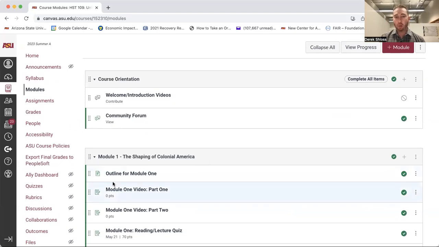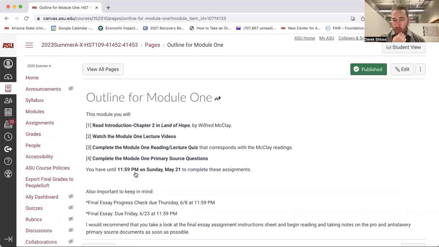I was going to mention the outlines. Take a look at this. This is module 1, the shaping of colonial America, and the outline for module 1. This is going to let you know basically everything that you have to do for module 1. I have one of these for all 7 modules. I think this is the best way, at the beginning of each module, to get your bearings as far as what you have to do.